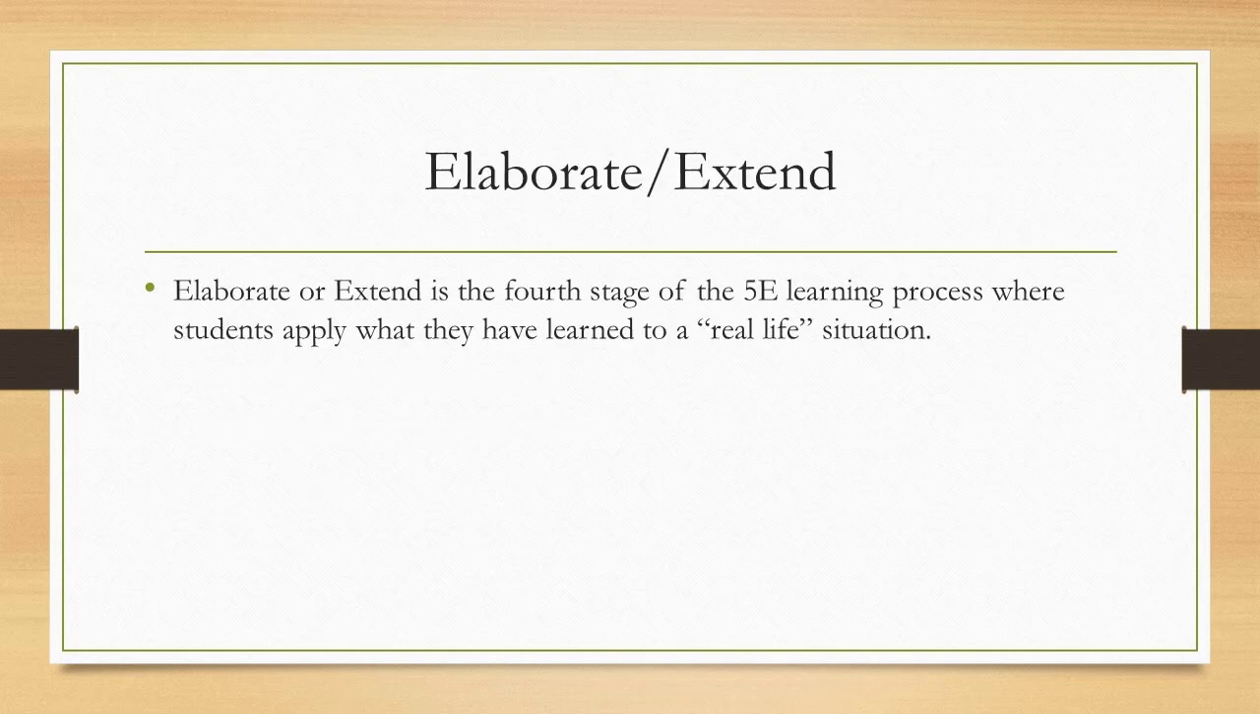The fourth stage of the 5E learning process is labeled elaborate and extend. In this stage, this is where the students are applying what they've learned to a real life situation. And in this case, making an epoxy table or making something from wood and using epoxy.